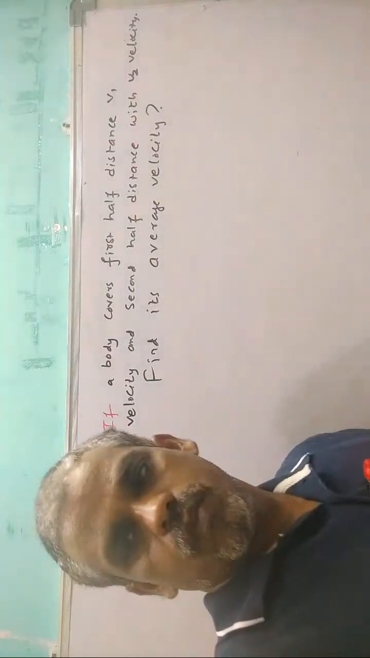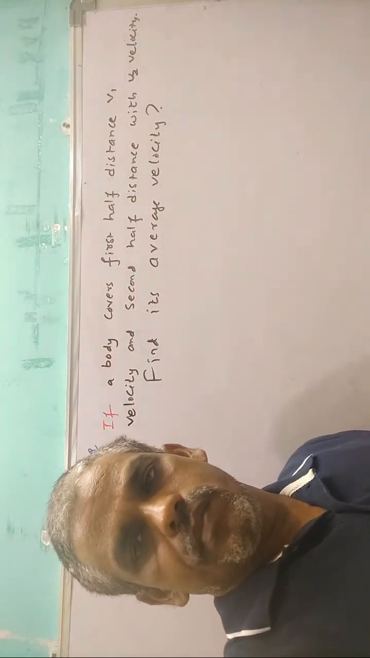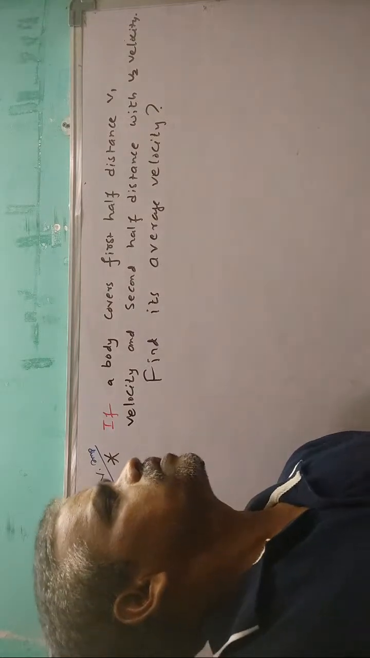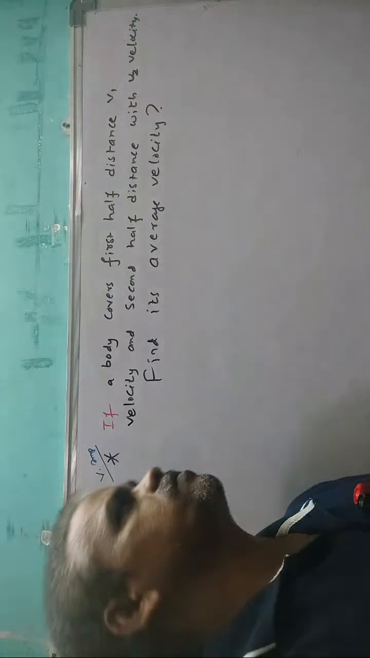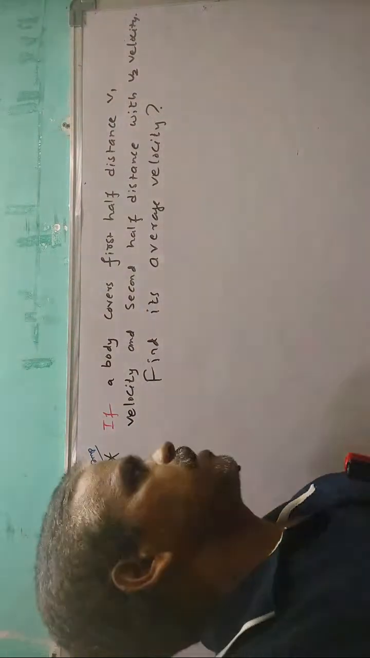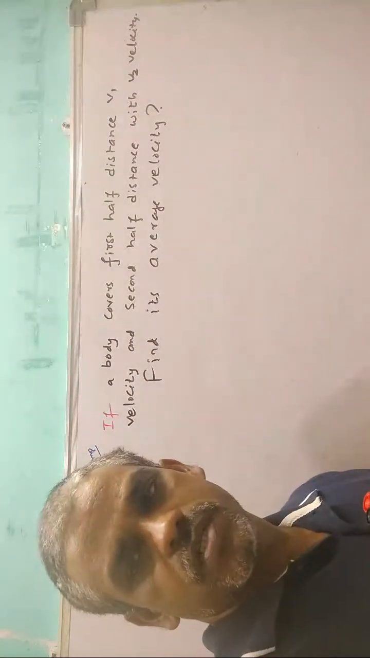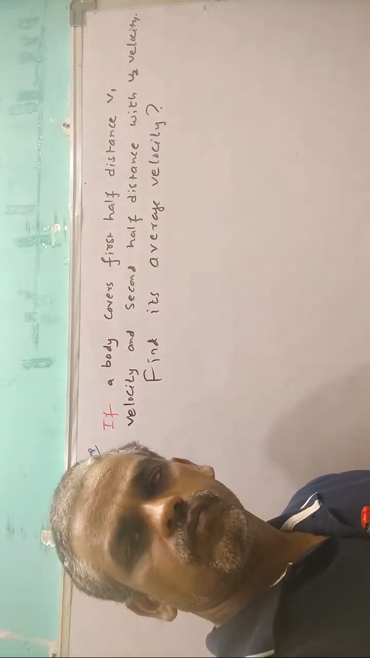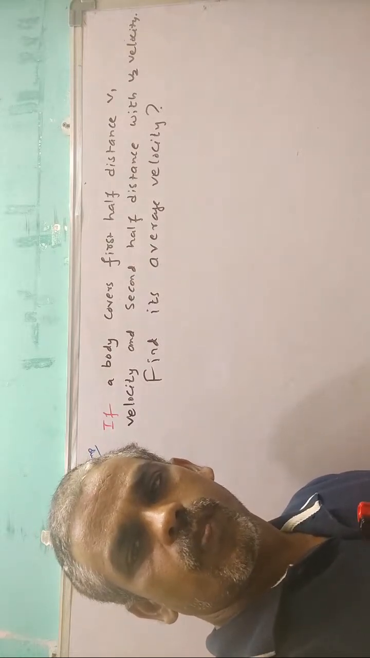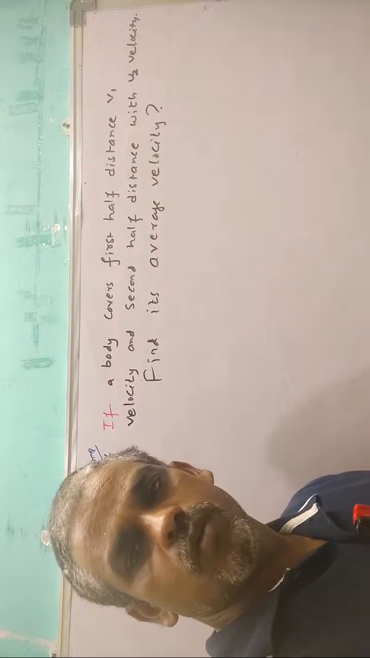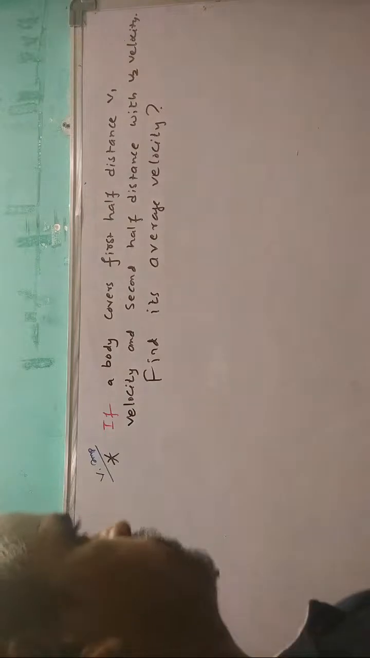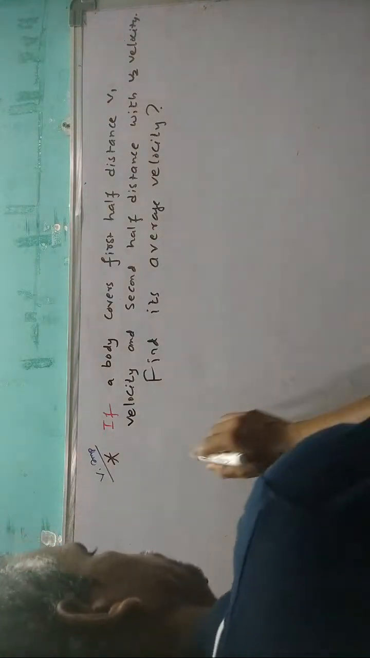This is also very important. If a body covers first half distance with v1 velocity and second half distance with v2 velocity, find its average velocity. Try it first. Balu, try.